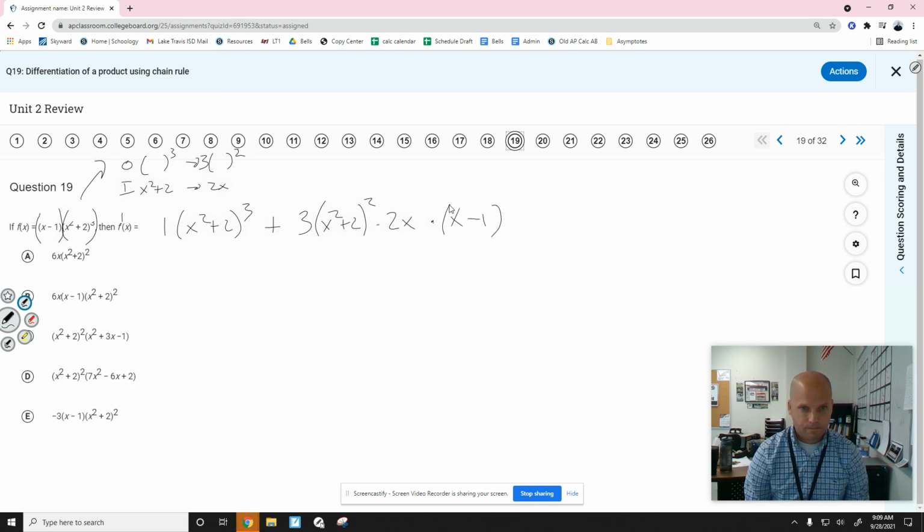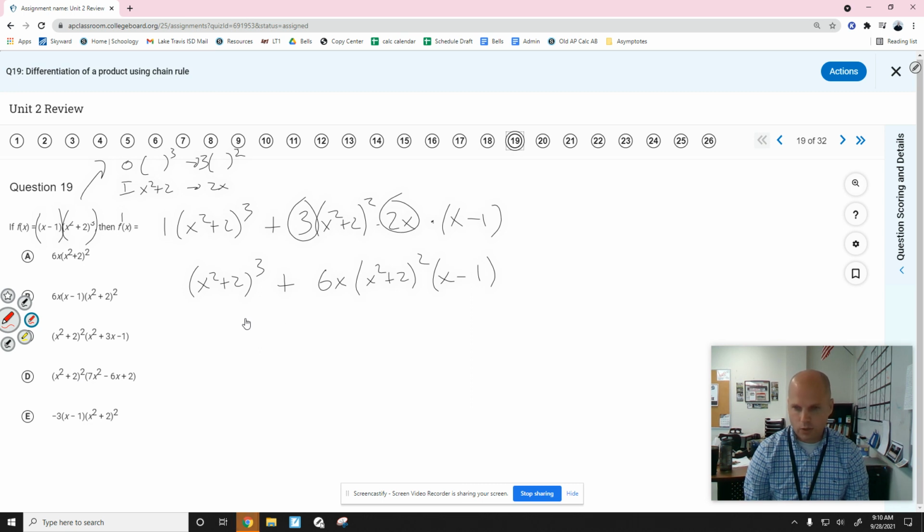Okay? Now you look around and you're like, yeah, nothing looks just like that. I must have made a mistake. Nope, you didn't make any mistake. Maybe we multiply the 3 and the 2x together and you get 6x, (x squared plus 2) squared, (x minus 1). It looks like all of these are products.